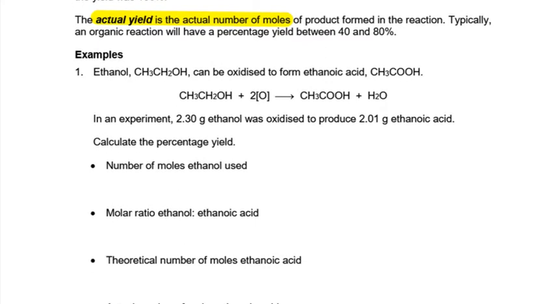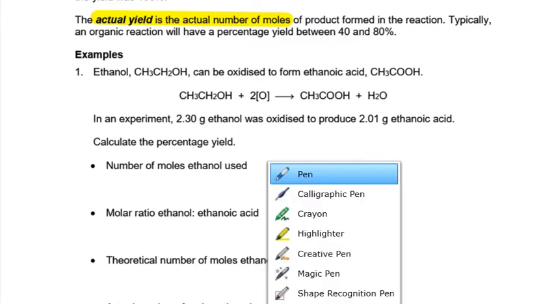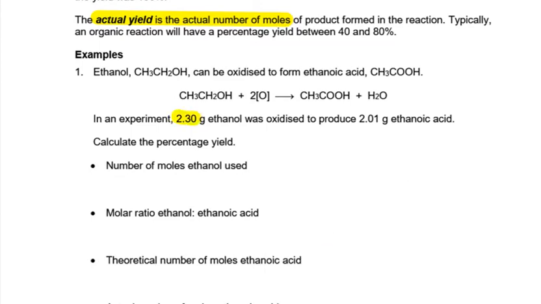So it says ethanol can be oxidized to form ethanoic acid, and we've been given an equation here, a balanced chemical equation, and it's telling us some information. So it's telling us that we started with 2.3 grams of this ethanol here. And when the reaction had finished and we measured the mass of product, we got 2.01 grams of ethanoic acid, which is up here. So what we need to do is work out how much we would expect to theoretically get from 2.3 grams of ethanol.